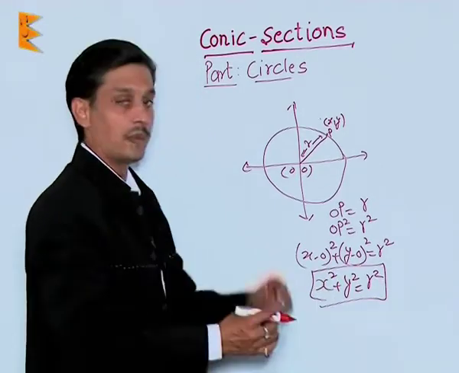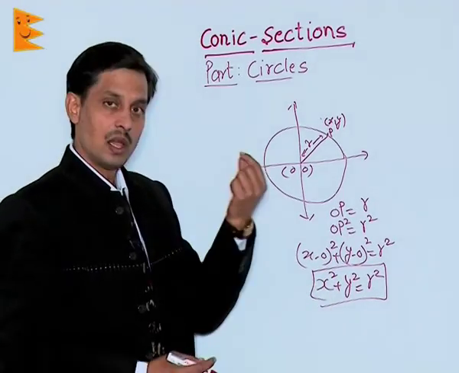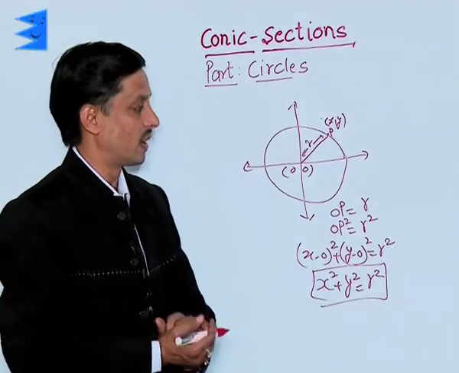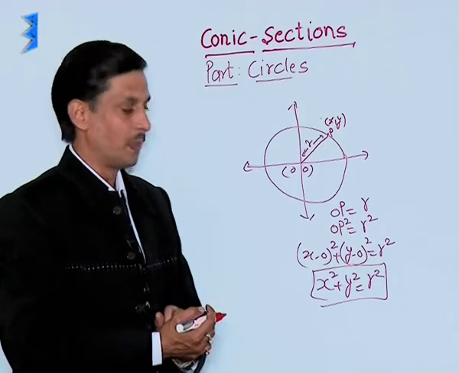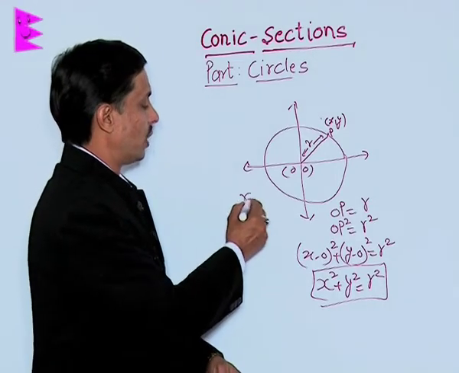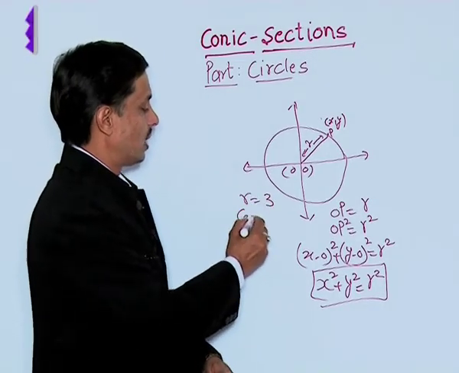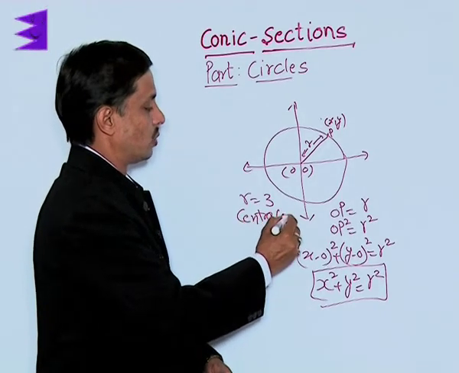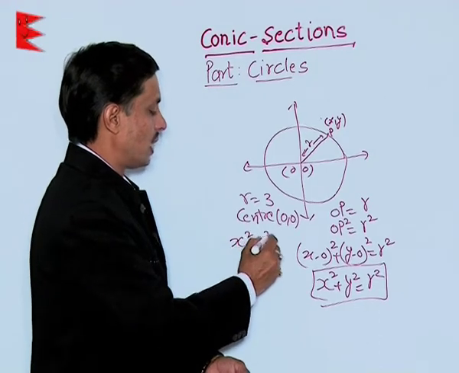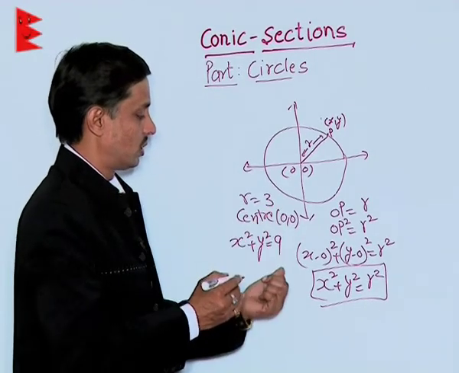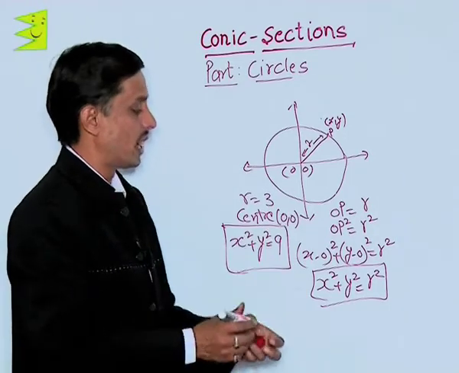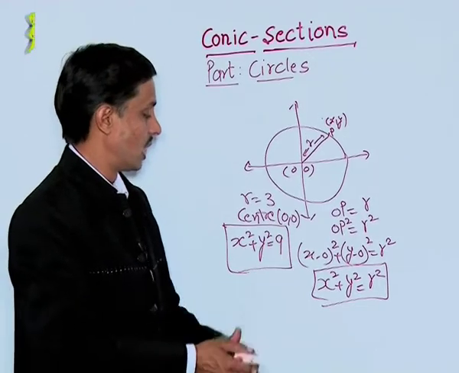This is the result. You always need to remember how to find the equation of the circle having center at origin and radius r. If I take an example, find the equation of the circle whose radius is 3 units and center is at origin. Center is 0, 0. This becomes x square plus y square is equal to r square, that is 3 square, 9.